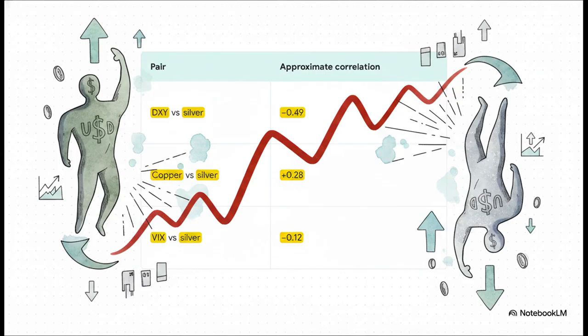The big one to pay attention to here is that top line. Over the long haul, the US dollar index, you'll see it called the DXY, has a correlation of almost -0.5 with silver. That's a pretty strong negative relationship. It basically means that, historically speaking, when the US dollar gets stronger, silver prices have often tended to go the other way. It is one of the most important relationships to keep an eye on.